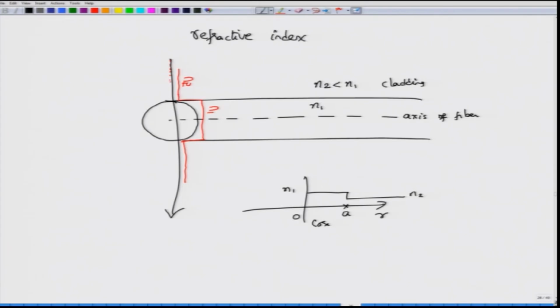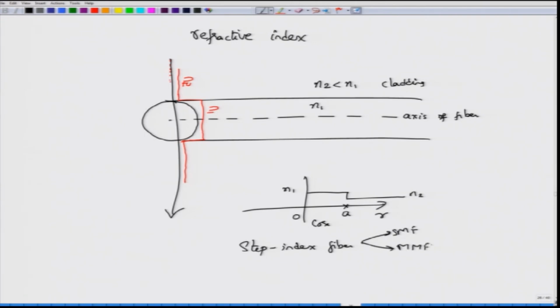This type of profile, wherein the refractive index is essentially constant in the core as well as in the cladding and experiences a sharp, step-like discontinuity, is called a step index fiber. Again, step index fibers can be single moded or multi-moded.